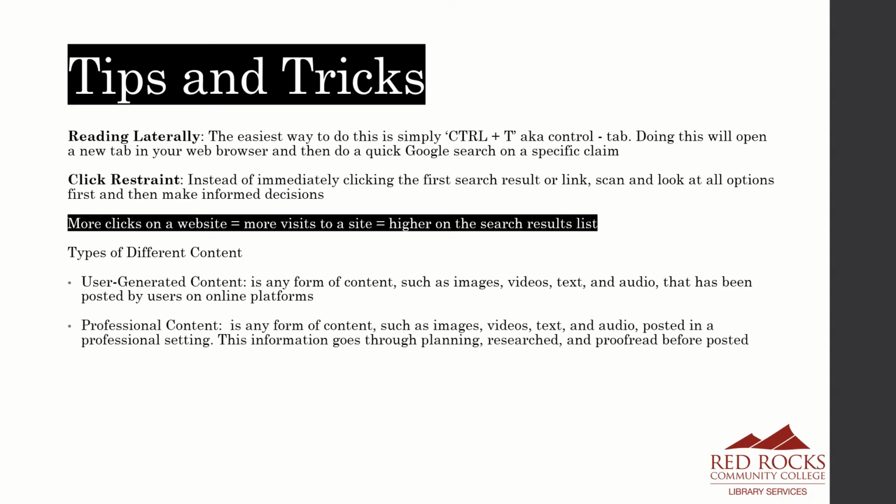The second type of content is professional content. This is any form of content, such as images, videos, text, and audio, posted in a professional setting. This information goes through rigorous planning and research, and is proofread before being posted.